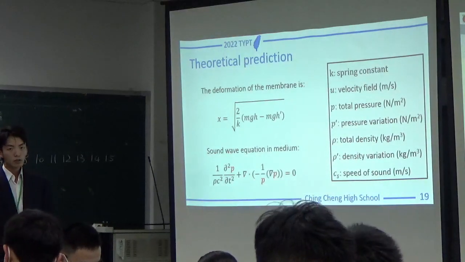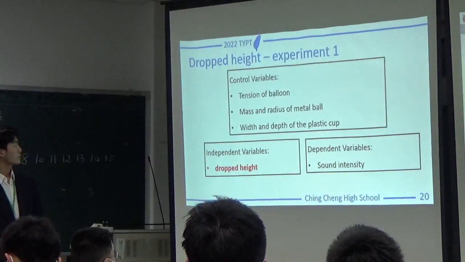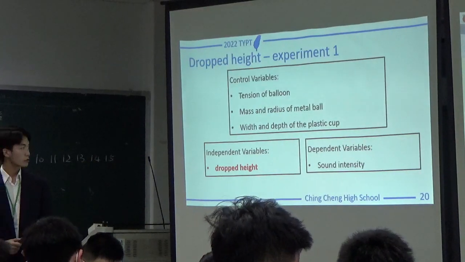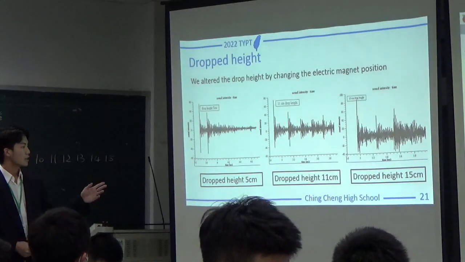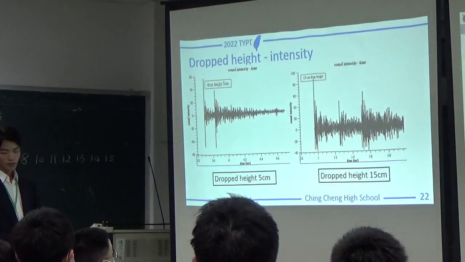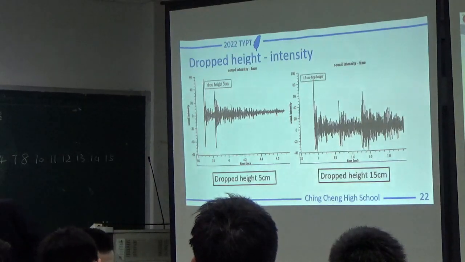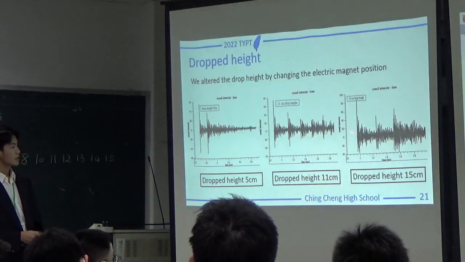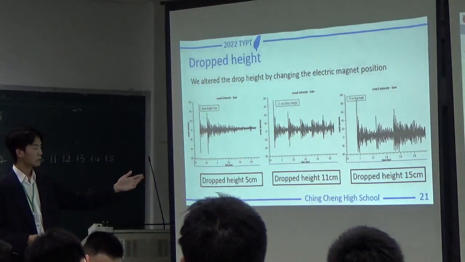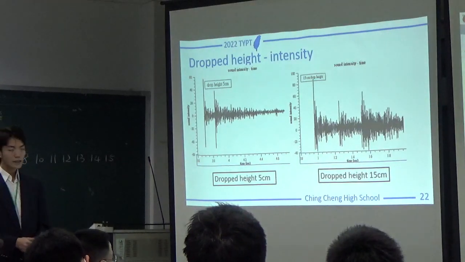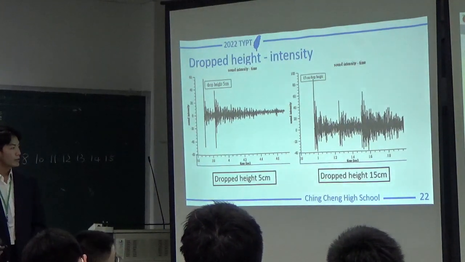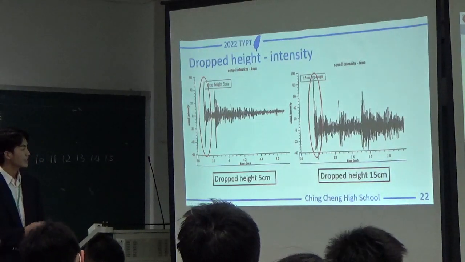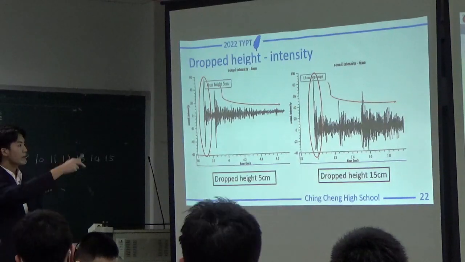So this is my theoretical prediction that I mentioned in my theory part. Then I'll move on to the first experiment, in which we change the drop height of our metal balls. So this is when we drop from 5 centimeters, 11 centimeters and 15 centimeters, and this is the sound intensity with the time results. And now let's look closer at the graph. We can see when we drop at 15 centimeters, it has a higher initial sound intensity, and it will have a damping effect throughout the time.